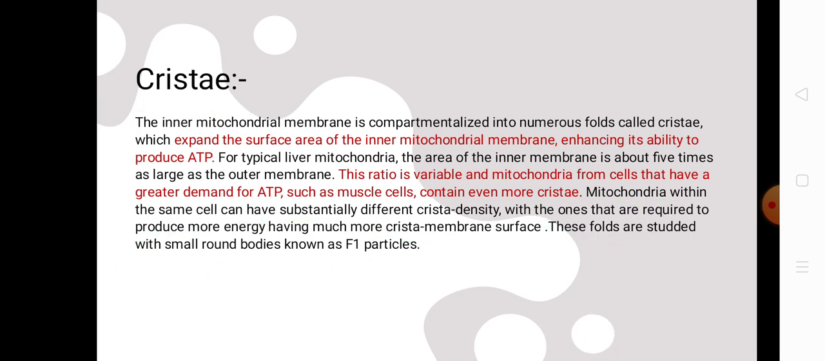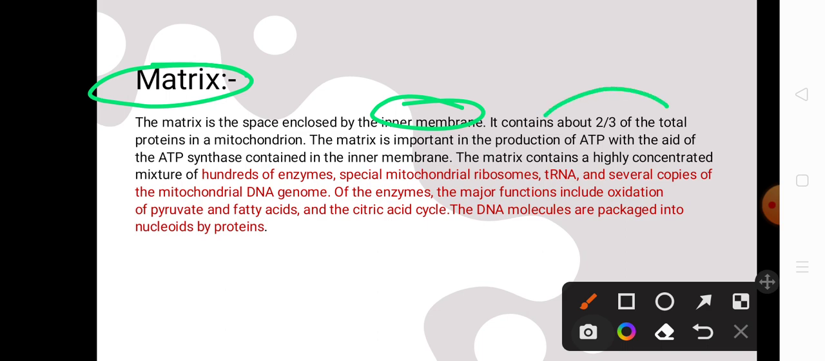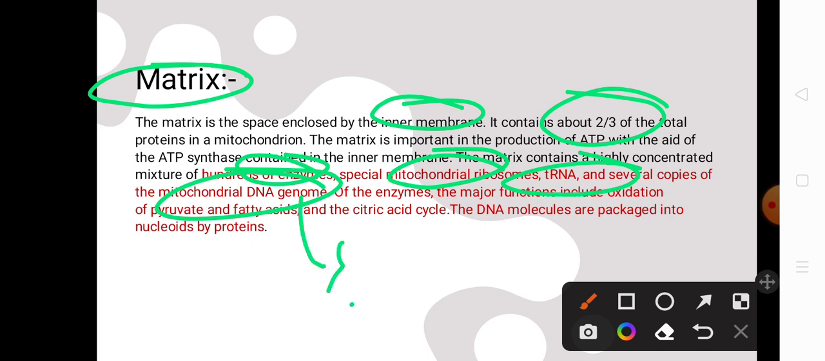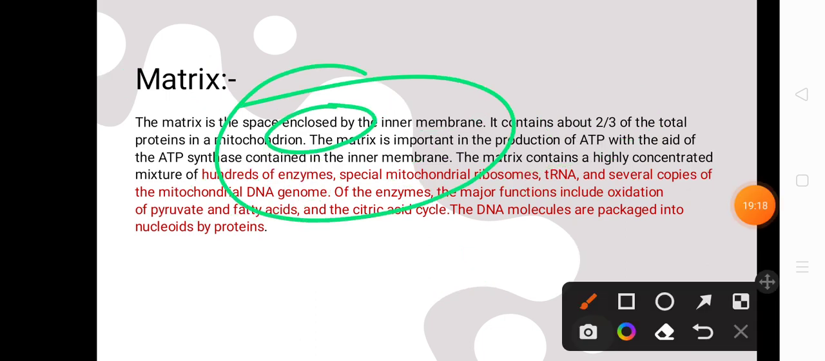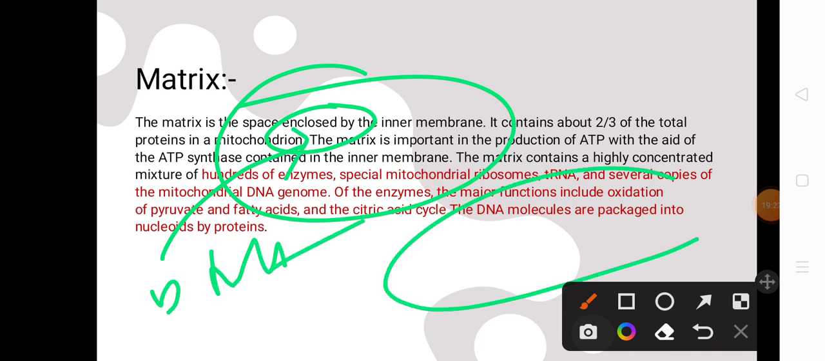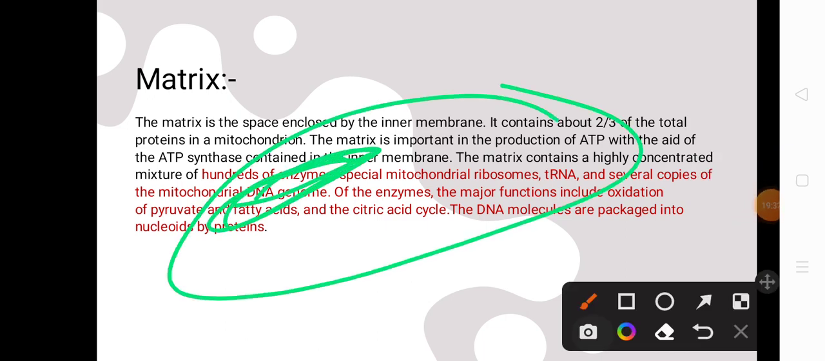Now, the innermost part of the mitochondria is the matrix. The inner membrane covers the matrix, and this matrix consists of 2/3 of the total protein in the mitochondria. This matrix has various types of enzymes, ribosomes, tRNA, and several copies of the mitochondrial DNA genome, which appear as a nucleoid. Now we all know that a eukaryotic cell has a nucleus in which DNA is present, right? Whereas in bacteria there is no nuclear membrane, and the DNA appears as a nucleoid, right? So it is also important evidence for our endosymbiotic theory. So that is the concept of our matrix.